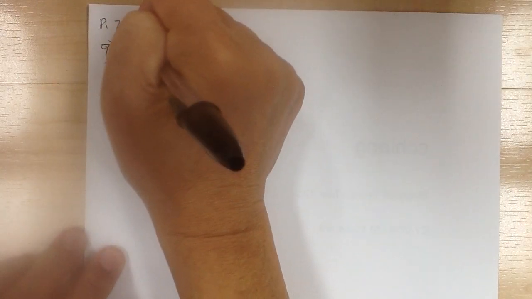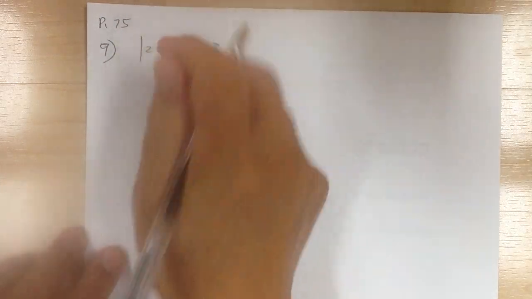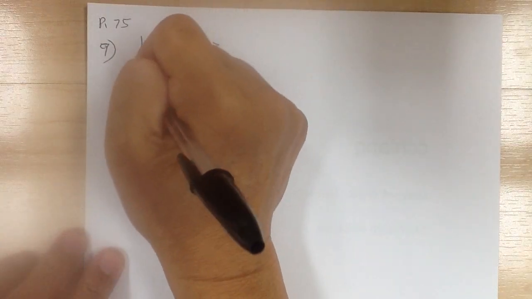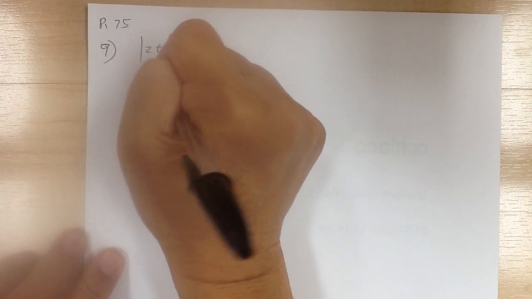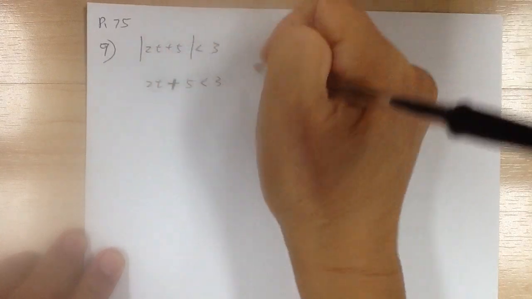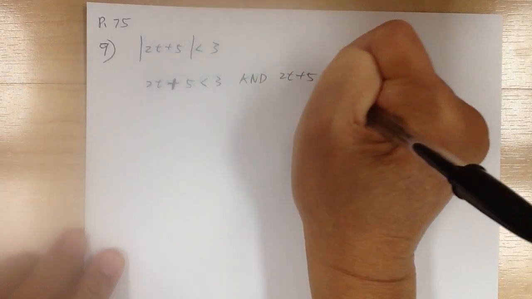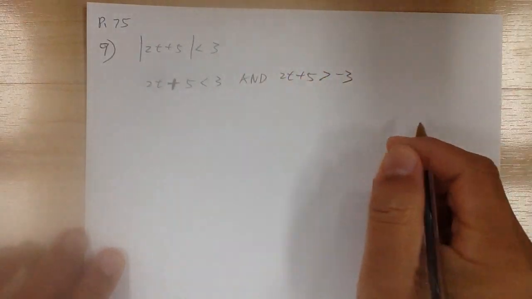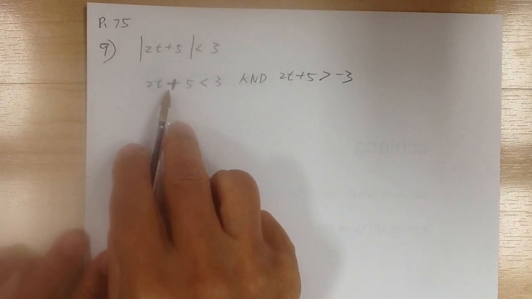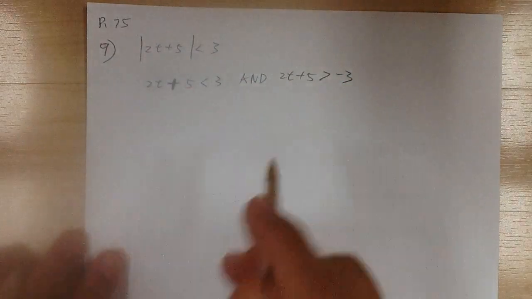Okay, number 9, absolute value of 2t plus 5 is less than 3. The absolute value is by itself, so let's separate into two equations. So you got 2t plus 5 is less than 3. This is pointing toward us, so it's AND 2t plus 5 is greater than -3. So you have one absolute value inequality separated into two regular inequalities.